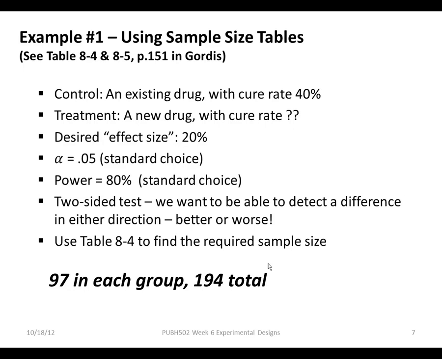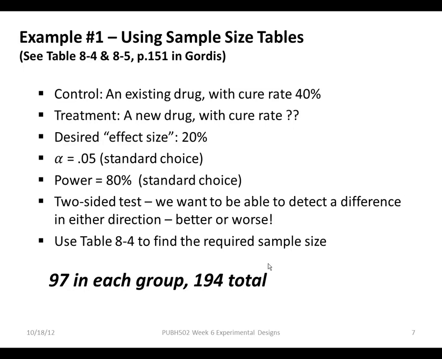We're going to set alpha at 0.05, which is a pretty standard choice. You can always justify that in a power calculation. Similarly, a power of 80%, which is a very standard choice. We also need to say that we're going to do a two-sided test. By two-sided, we mean we want to be able to detect a difference in either direction from our control group. So we assume our treatment's going to do better, but we want to power the test so that we would actually be able to detect it if it were 20% worse as well.